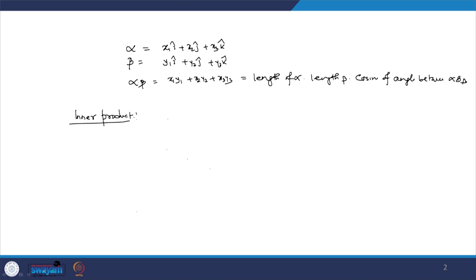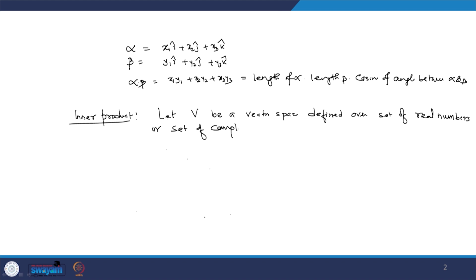So, let me define what is an inner product on a vector space. Let V be a vector space defined over the set of real numbers or the set of complex numbers. I mean to say, the field is basically either real numbers or complex numbers.